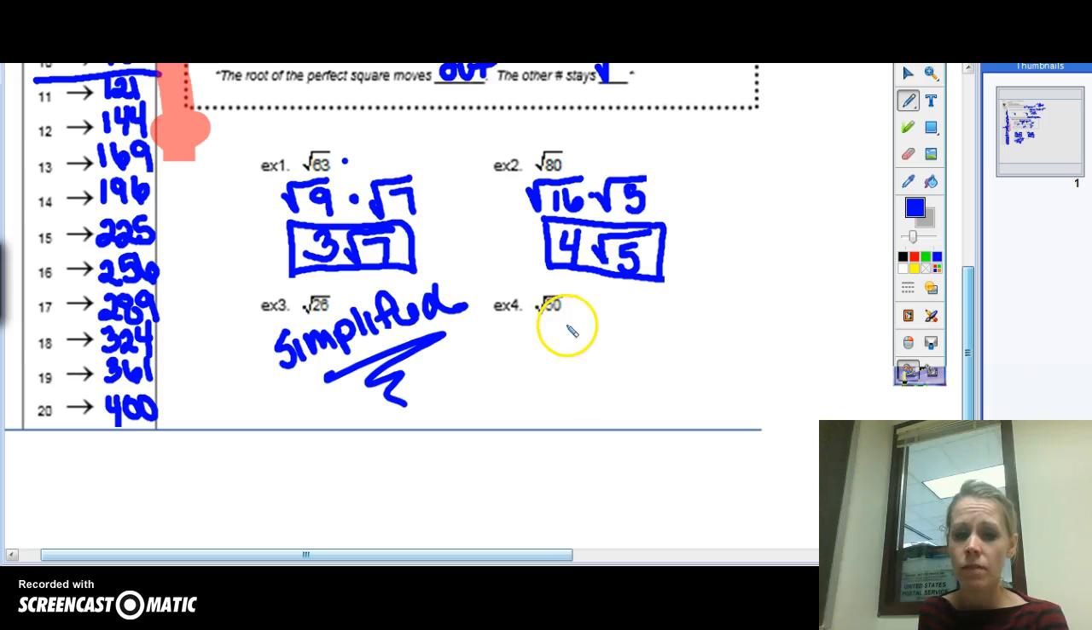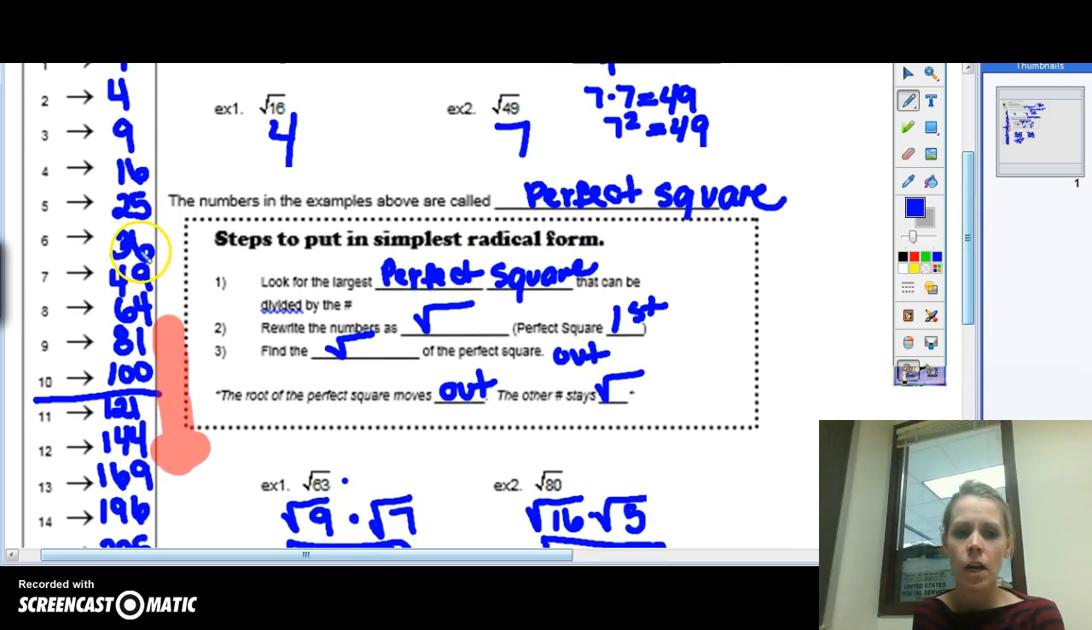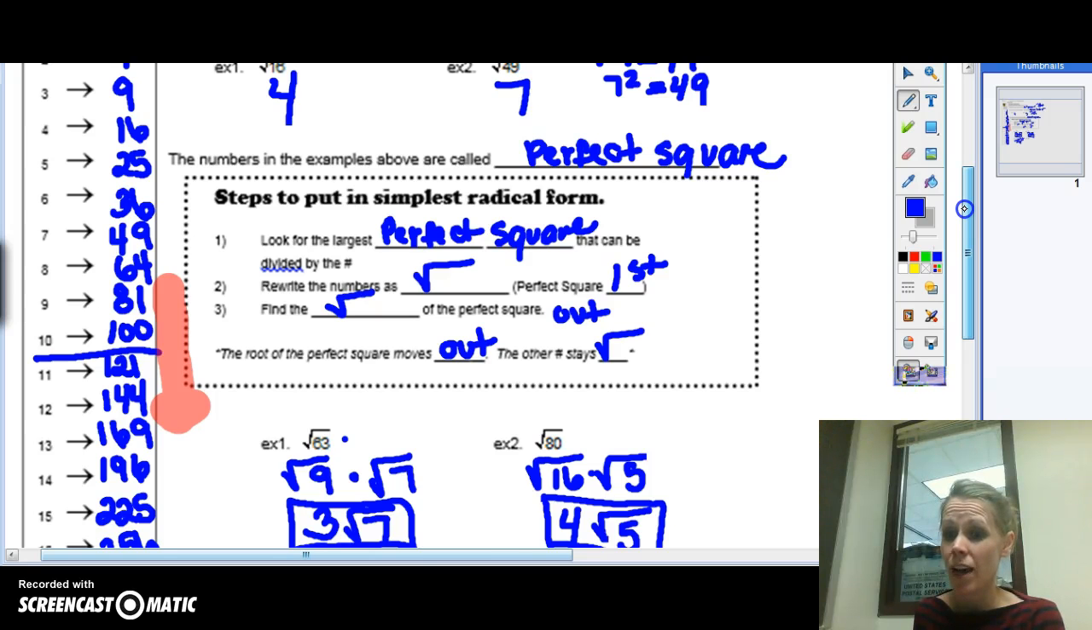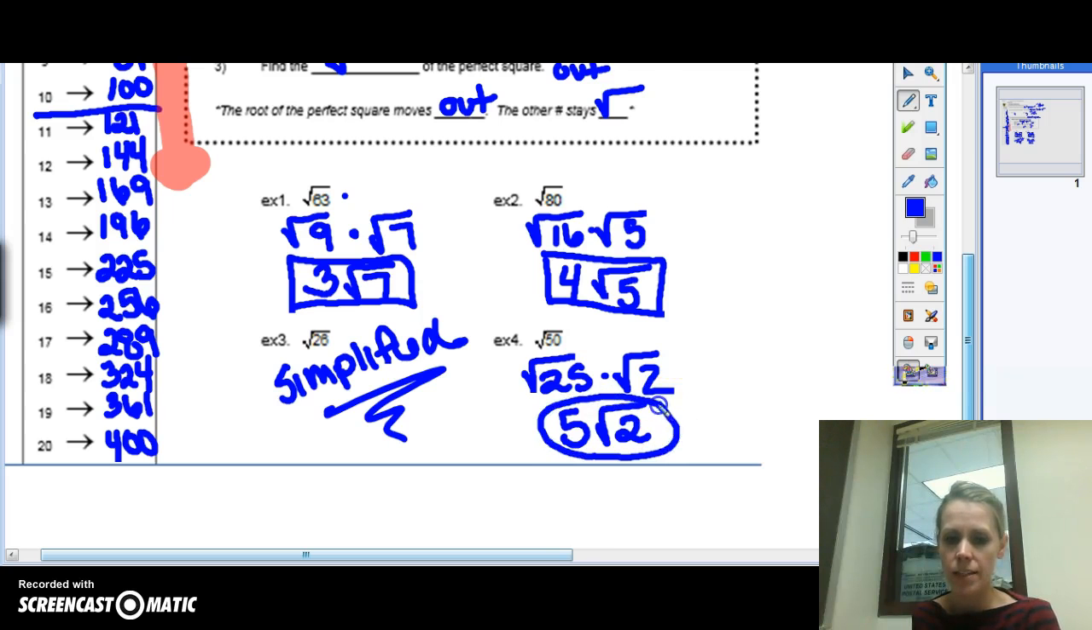I can do something to 50. This is the last one I'm going to do with you. So I'm going to find the biggest perfect square I can divide by 50. It can't be bigger than 50, so I'm going to start with 36. 50 divided by 36 does not work. 50 divided by 25? That does work. So I'm going to do 25 times 2 equals 50, right? 25 is perfect. Square root of 25 is 5. 2 is not perfect, so it's going to stay underneath. Okay, and that, my friend, is how you simplify radicals.